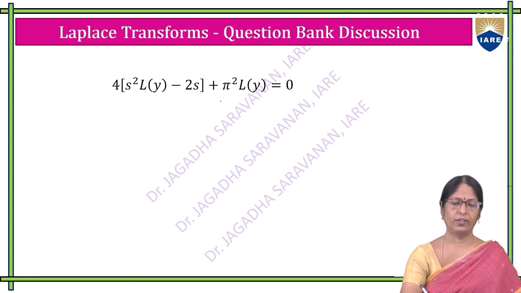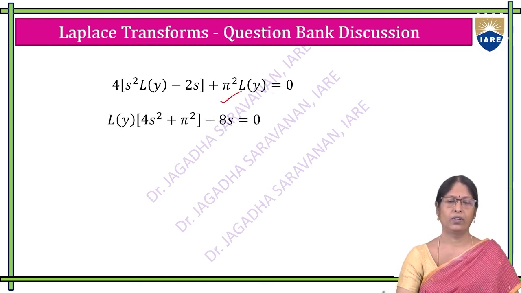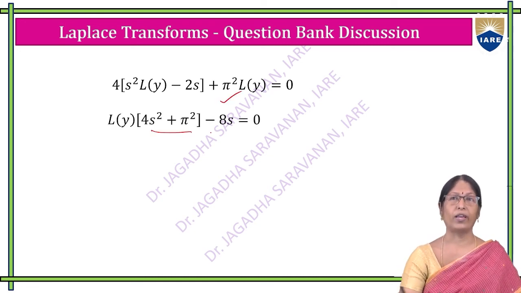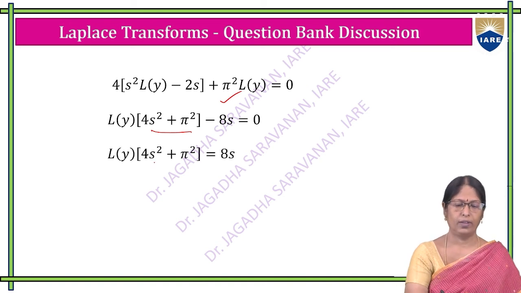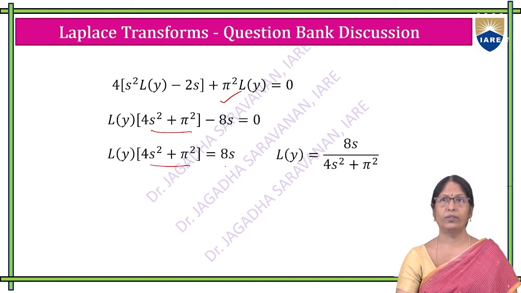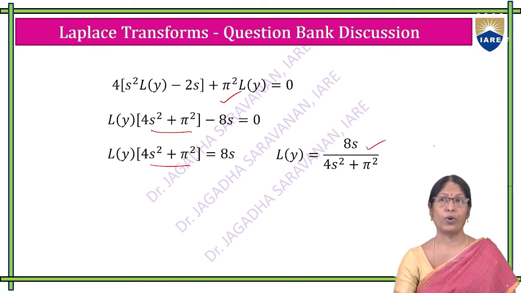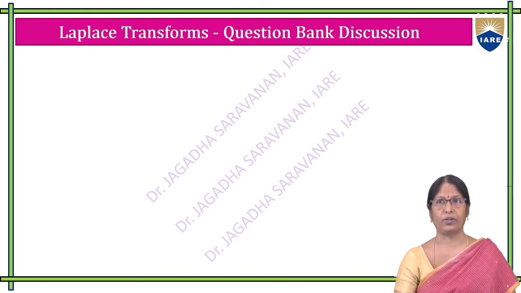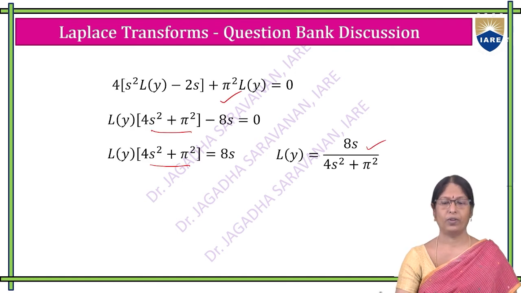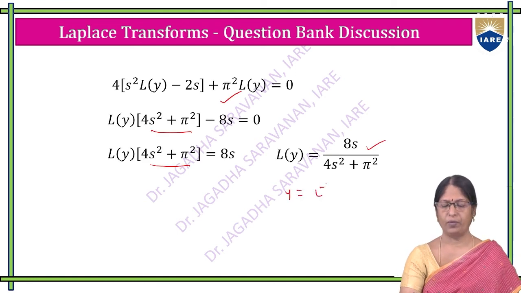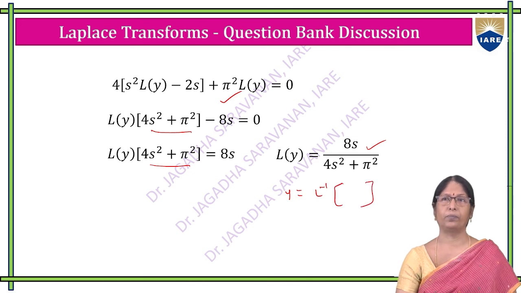We can see the steps here. L of y is common, and we obtained L of y equal to 8s by 4s square plus pi square. So y equals L inverse of this particular term.